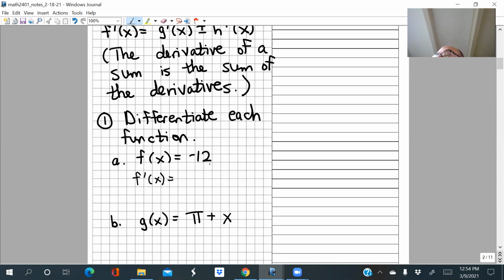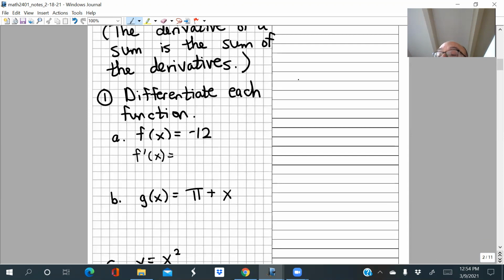Just really fast, what's that going to be? Mr. Gonzalez, did you come back? Are you back? Can you answer that, what the derivative of that function minus 12 is? Still not back? Lance, can you answer me that? What is the derivative of minus 12?